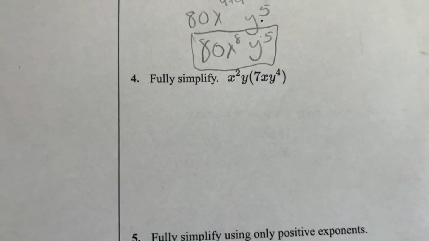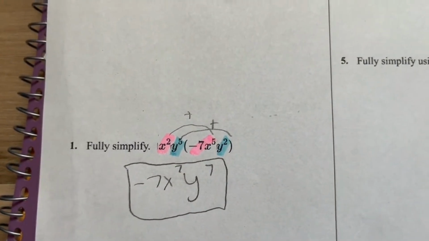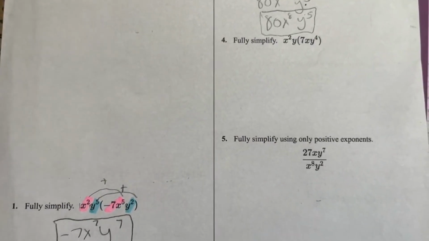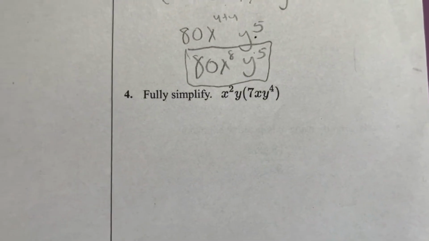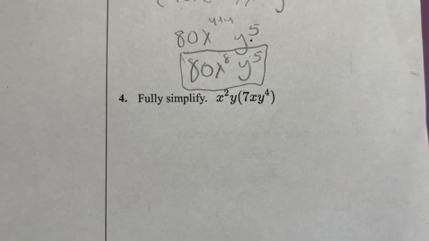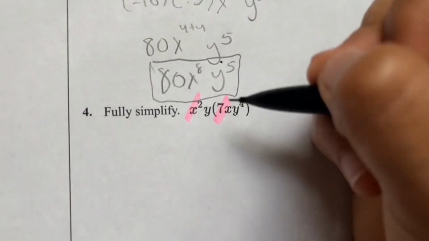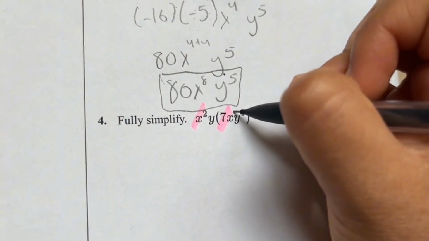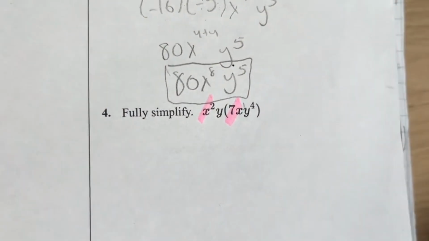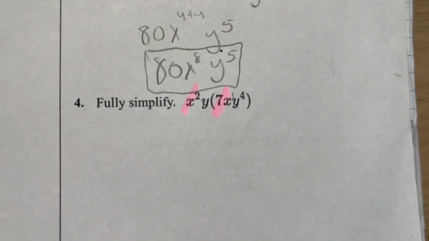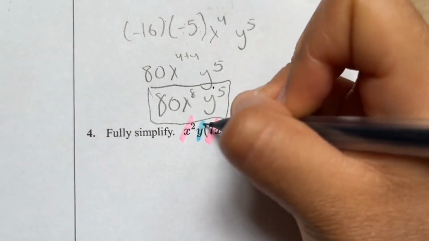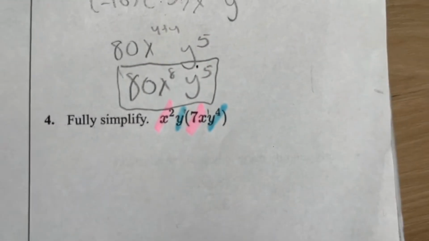You can see number 4 is similar to number 1. Take a look. I'm going to let you have some time to do this one on your own as well. Before you start, just make sure you know that x has a 1 right here. Again, same thing. The y has a 1 right here, so don't forget.